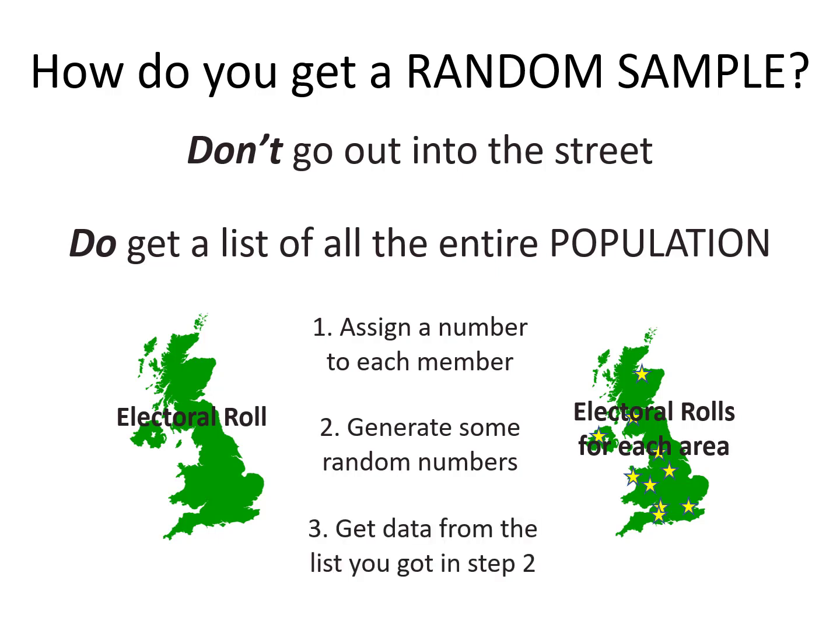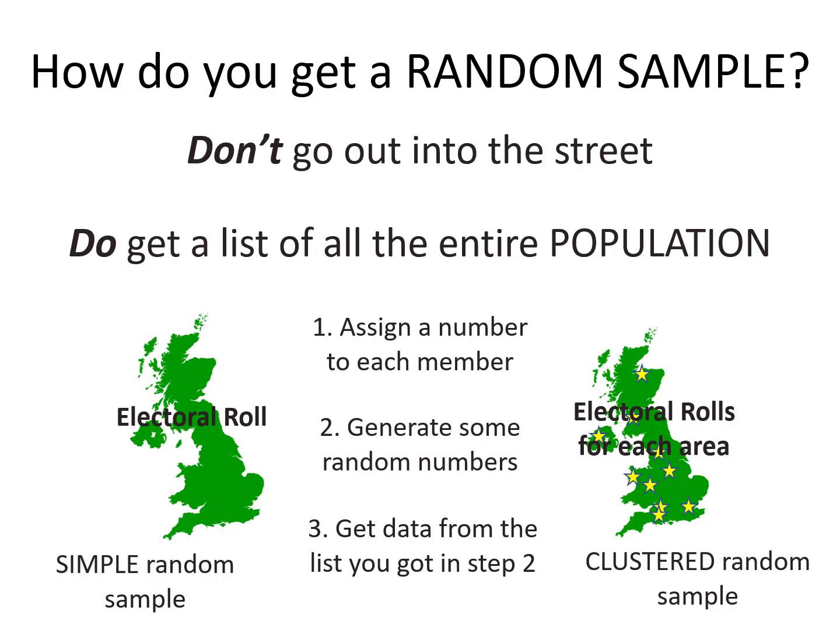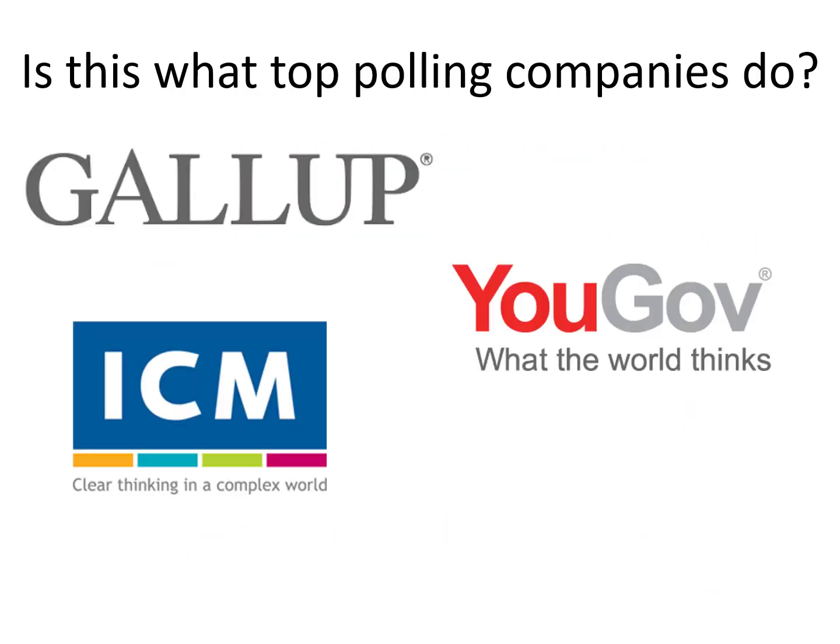This is how you go about getting what we call a simple random sample, if we're simply doing it for the whole country, or a clustered random sample, if we are randomising within those predetermined clusters. So is this what all the top polling companies do? Gallup, YouGov, ICM? Well, no, not exactly.